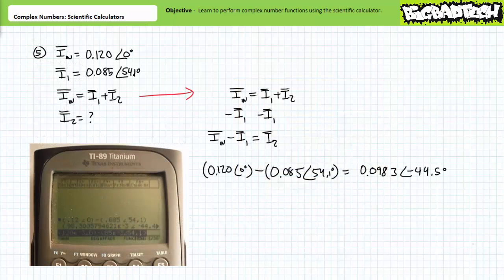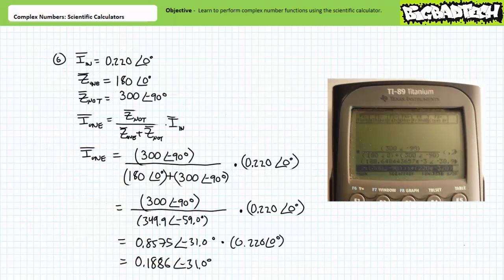Our fifth example gives us arguments in E and I1 in polar format and asks us to solve for I2, expressing our final answer in polar format. Algebraically rearranging the expression to solve for I2 and substituting in our given values yields I2 equals 0.0983 at an angle of negative 44.5 degrees.